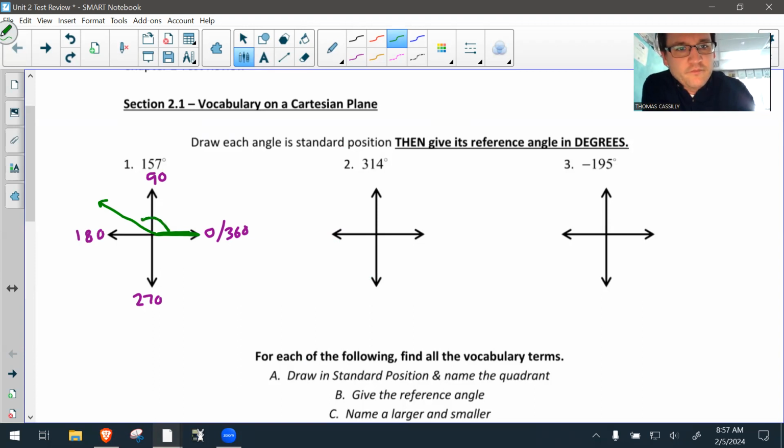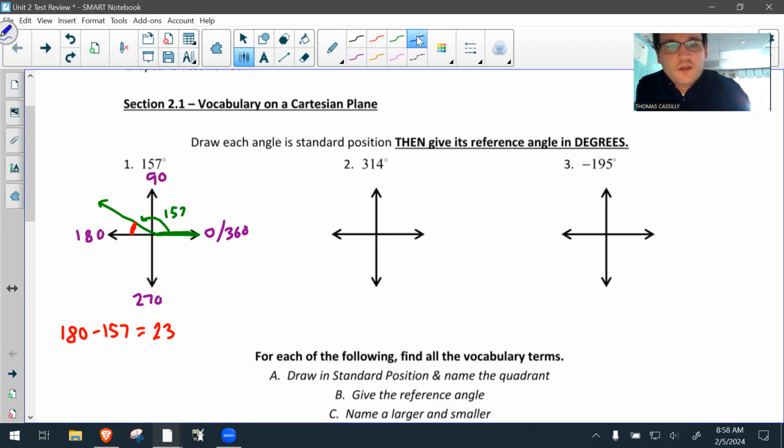So this is 157. Now the reference angle always connects to the closest x-axis. So in this case, it will be this angle right here. How much is it going to take to get to 180? So all you have to do is just 180 minus 157, and that will give you 23. So that is a 23 degree reference angle.